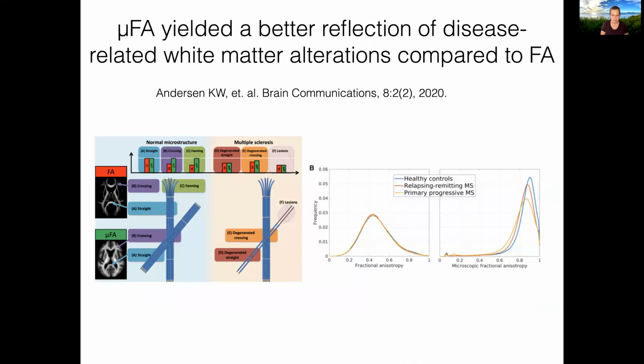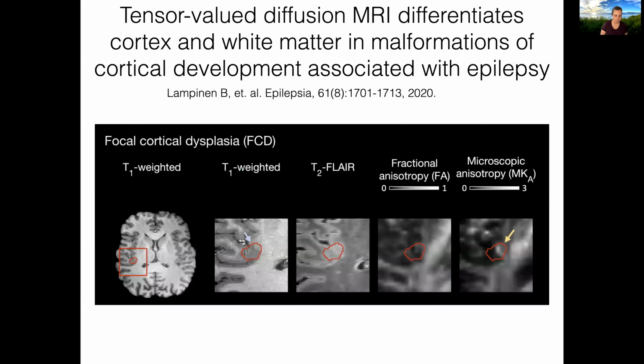This is a really nice paper from Tim Derby's group. They also looked at multiple sclerosis patients, and they showed that the microscopic fractional anisotropy did a better job of distinguishing between the healthy controls and two different patient populations, and also that the microscopic fractional anisotropy values themselves were more tightly correlated with disease symptoms. And they also demonstrate ways in which the different sensitivities to the microstructure could really matter in some of these cases of pathology.